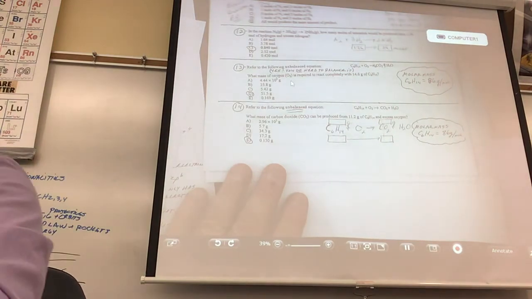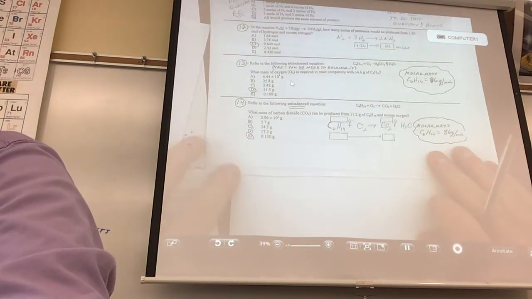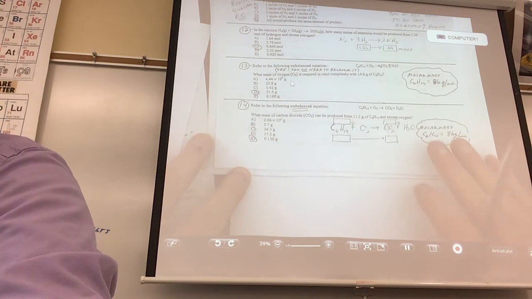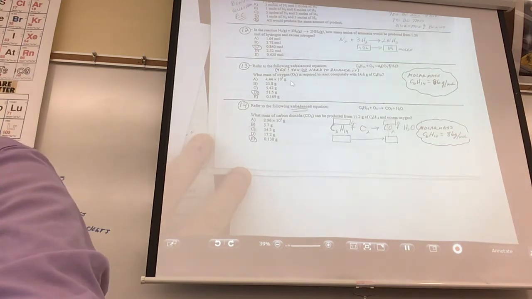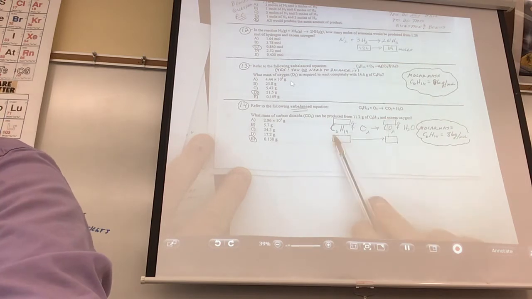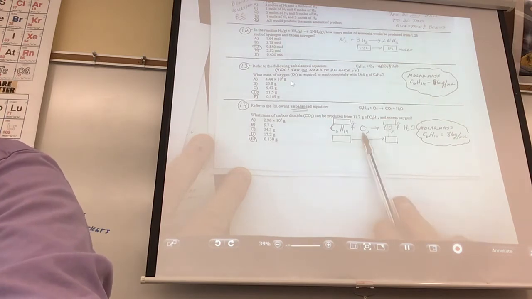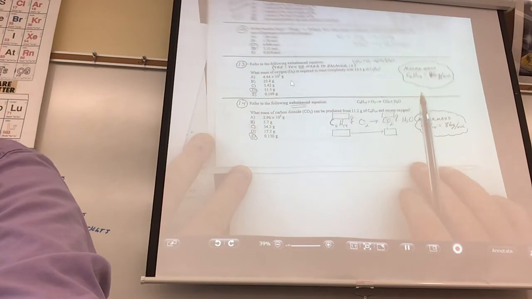All right, everybody go to number 14. It says it's unbalanced, so you can't do any stoichiometry without a balanced equation, right? All right, can everybody help me balance this one? It's a combustion reaction. We have to be careful about combustion reactions, don't we?